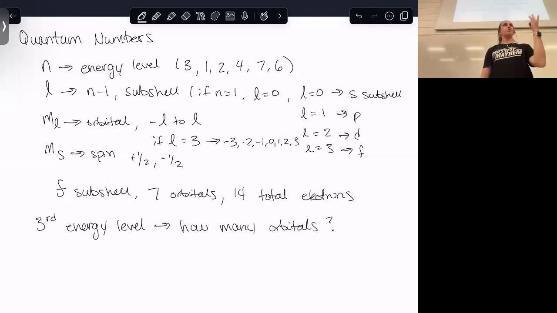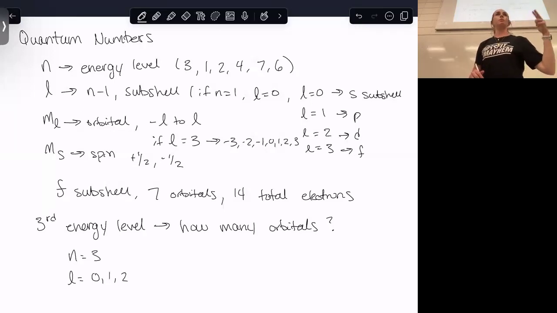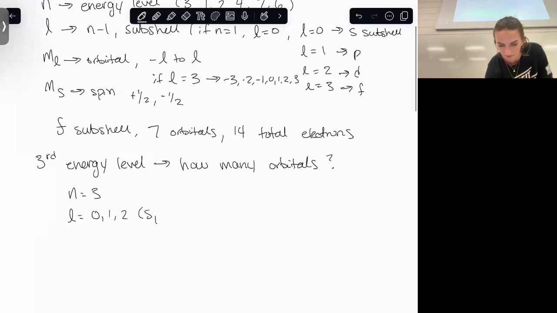Beautiful, awesome, right? So if we're in the 3rd energy level, we have to look at what our options for L are. I'm asking for how many orbitals. It has to go down in your quantum numbers letters. Right, so if we're in n equals 3, that means that l can be equal to 0, 1, or 2. So that means we have the S, the P, and the D subshells.